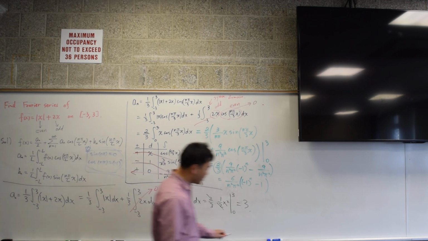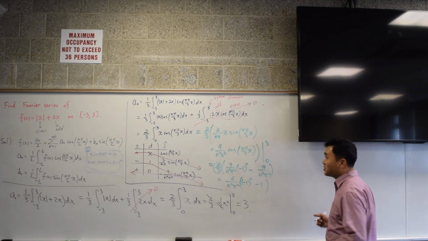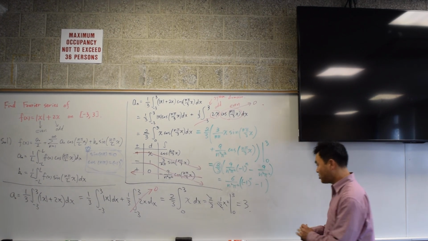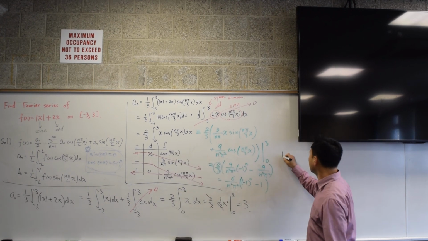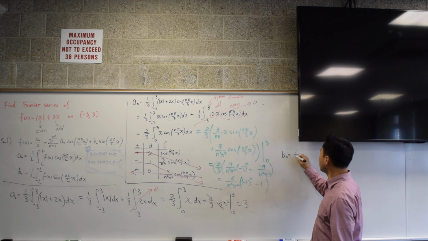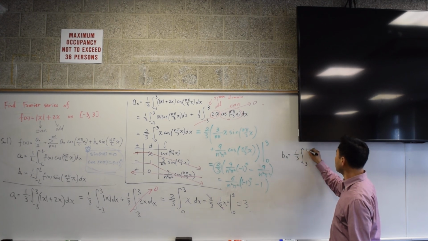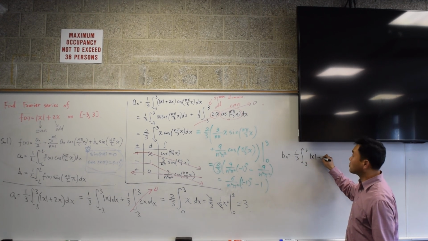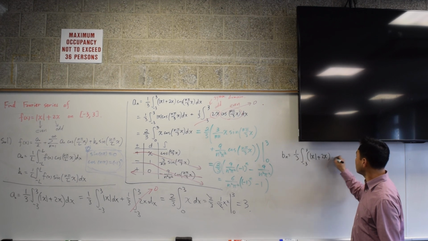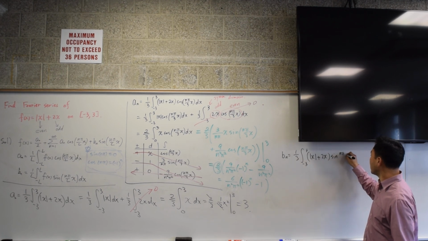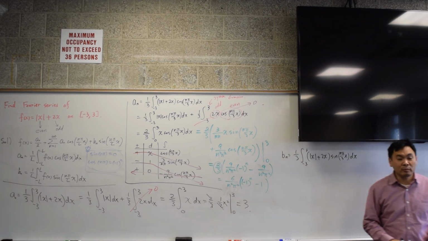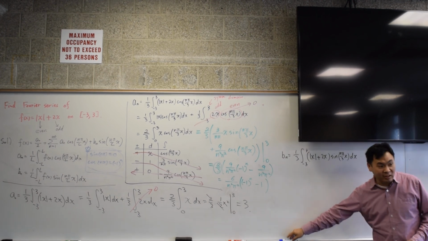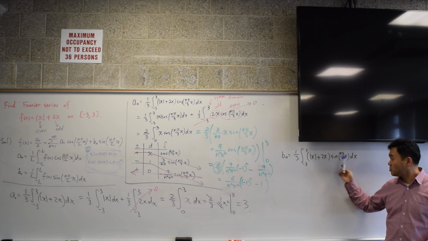Still one more. We have to find Bn. So let's do the Bn again. Bn is 1/3 integral from negative 3 to 3 of the absolute value of x plus 2x, times sine n pi over 3 x dx. Hopefully by now you know which one to delete. Which one's going to give you a 0?